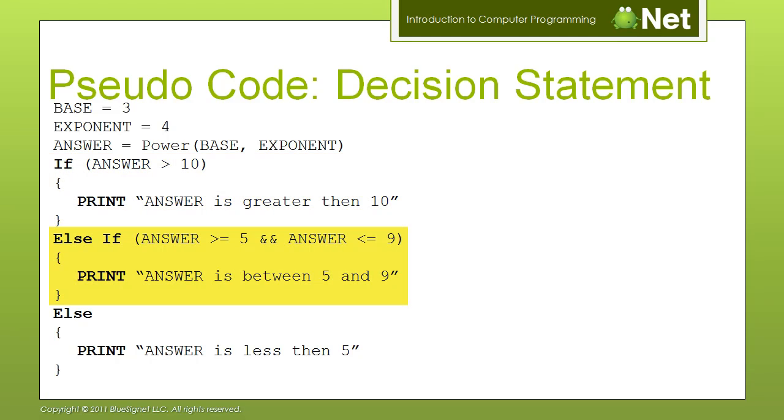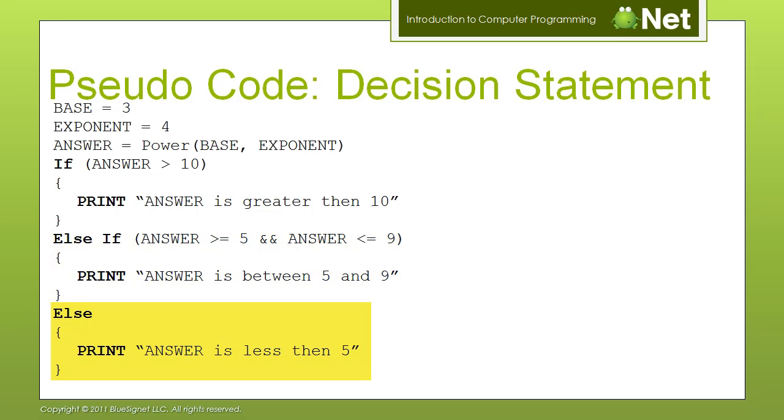Now let's say that condition is false. Then we will fall through to the next condition. Else if answer is greater than or equal to 5, and answer is less than or equal to 9, which will set the values as either 5, 6, 7, 8, or 9. Then we will print to the user, answer is between 5 and 9. Now if that is false, we fall through to the next statement, which is the else statement, which is the catch-all. If everything else is false, then do this, and we just simply say that the answer is less than 5. Very good.